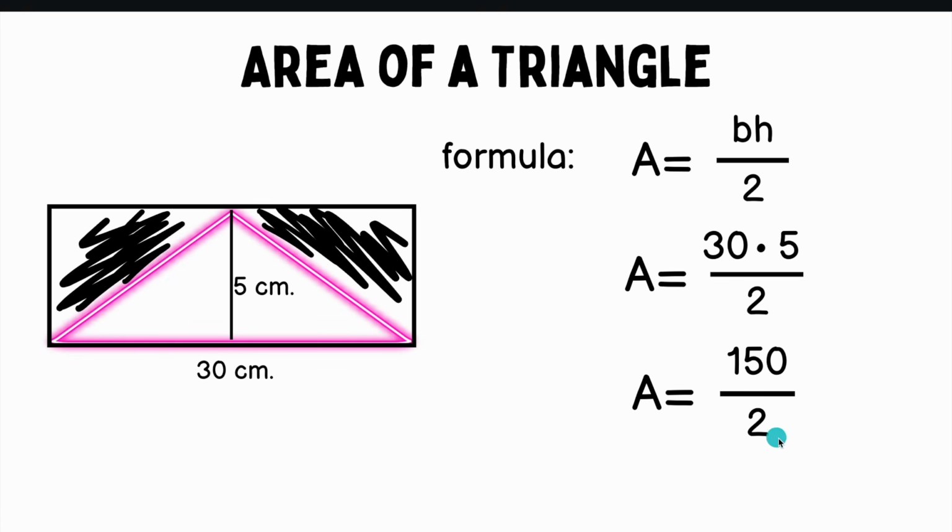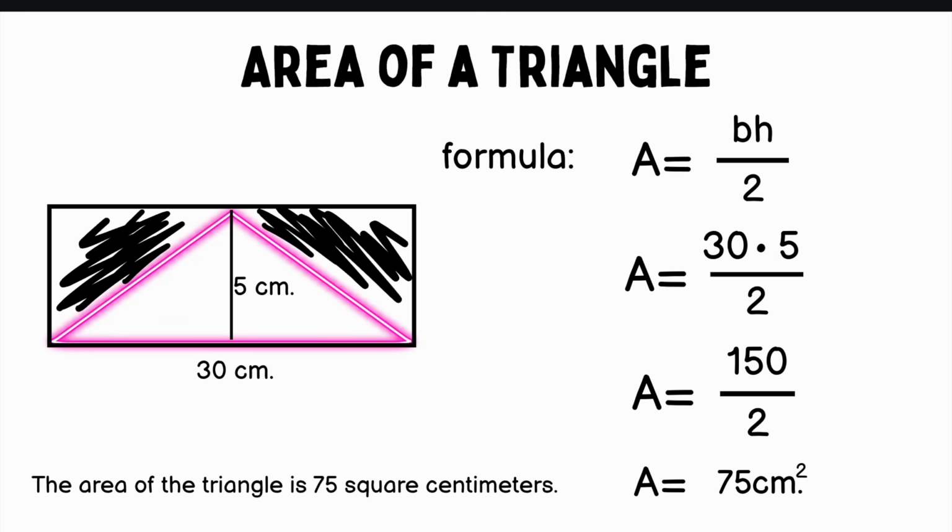We have to divide it in half, or by 2, because we have the area of this entire rectangle, but we only need half, which is the triangle. So we need to get rid of this and this. That's why we're dividing it in half. 150 divided by 2 is 75, and we can say 75 centimeters squared. The area of the triangle is 75 square centimeters.